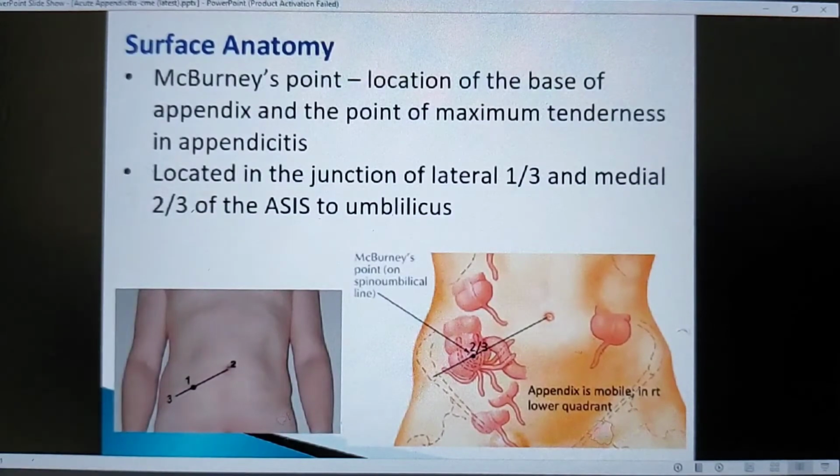We need to know the location of the appendix and the point of maximum tenderness for a patient who comes with appendicitis. It is usually located at the McBurney point, where you draw an imaginary line between the anterior superior iliac spine and the umbilicus. The junction between the lateral 1/3 and medial 2/3 of the line is the McBurney point, where the tenderness is maximum.